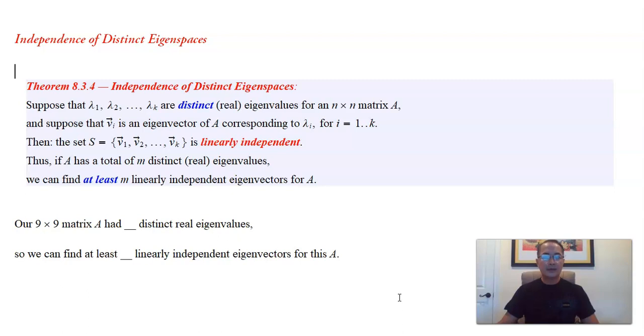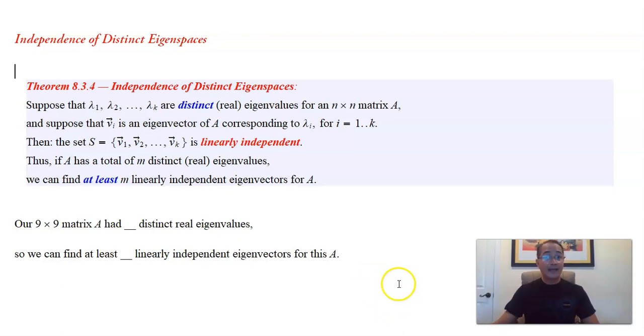So I said in our goals that our third goal is to connect the concepts of algebraic and geometric multiplicities to the concept of diagonalizability. If we want a matrix to be diagonalizable, we need a lot of eigenvectors. We need n linearly independent eigenvectors, where A is an n by n matrix.